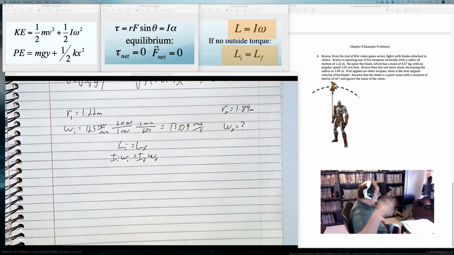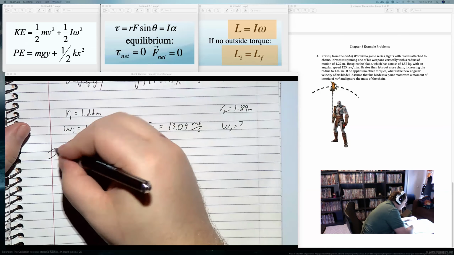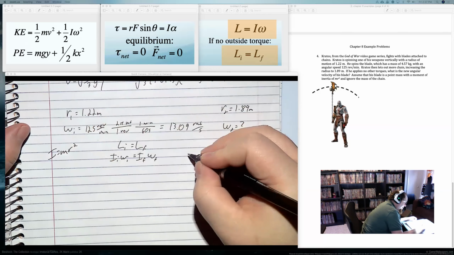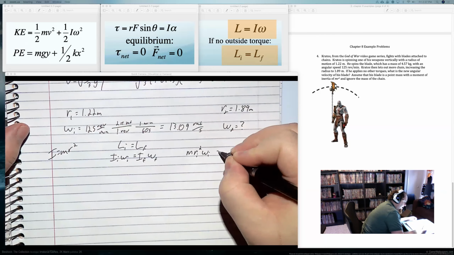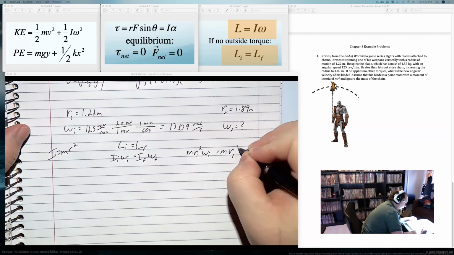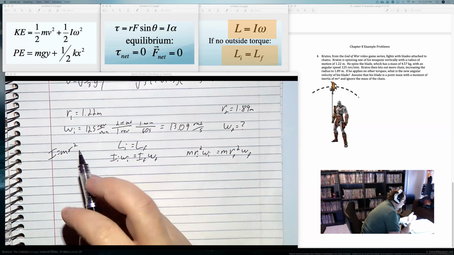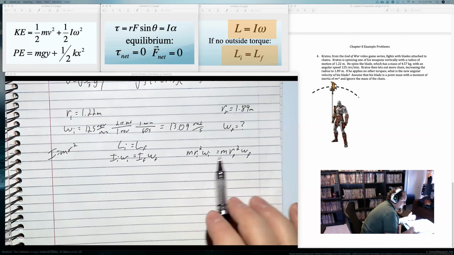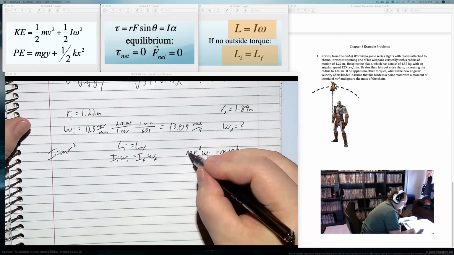Now, as for what I is, I said treat it like a point mass, and the moment of inertia is mr squared. The mass isn't changing here. But if I equals mr squared, that means it's going to be m r initial squared omega initial equals m r final squared omega final. M isn't changing here, so I can cancel it out. I'll just divide both sides by m.